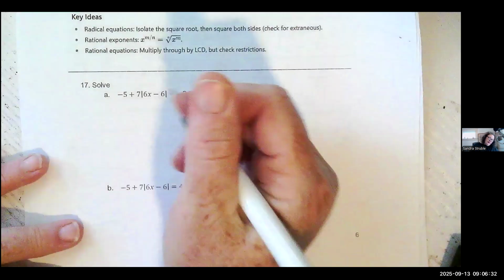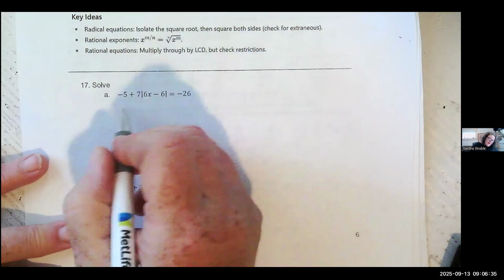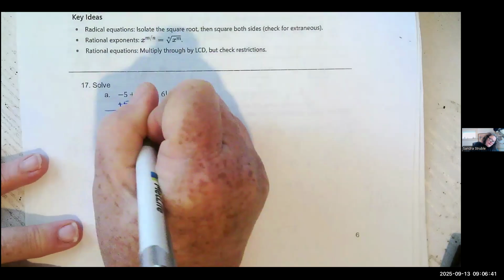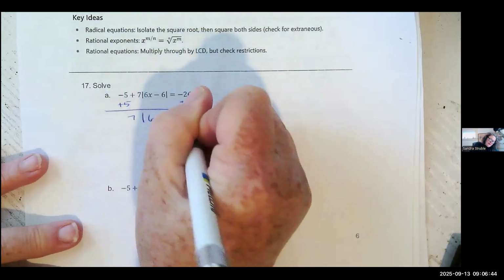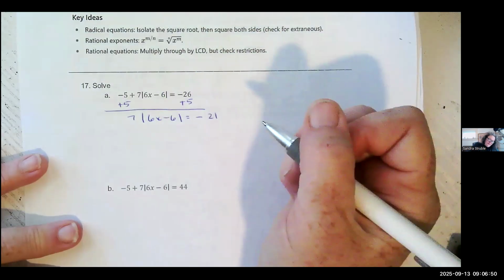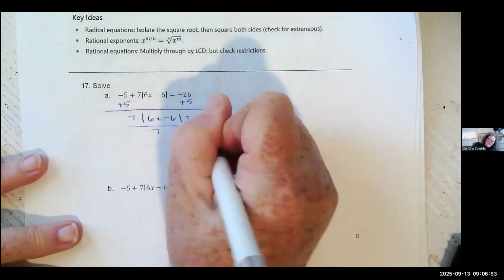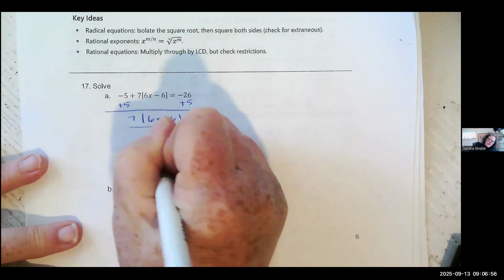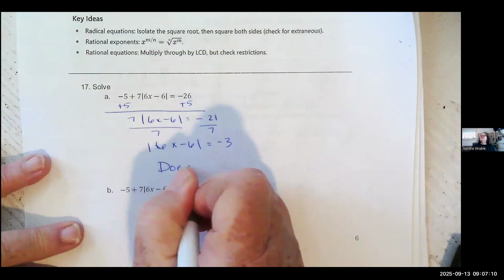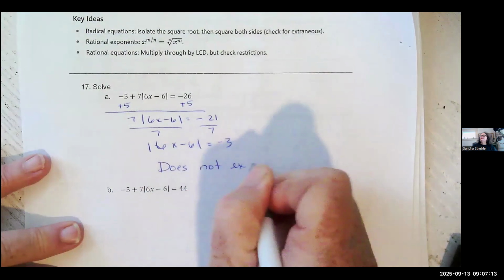Got some absolute values here. All right, so we're just solving for x. We're going to add 5 to both sides. 7 absolute value of 6x minus 6 is equal to negative 21, right? And then we divide both sides by 7. Absolute value of 6x minus 6 is equal to negative 3. Well, you can't have an absolute value equal to a negative. That's not going to work. It does not exist. DNE, whatever you want to write.